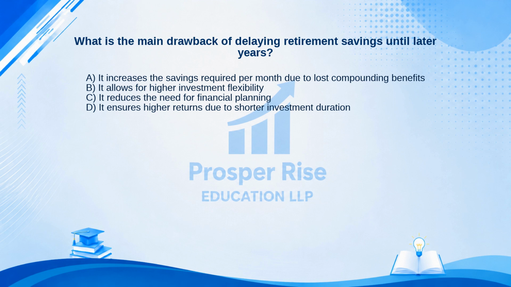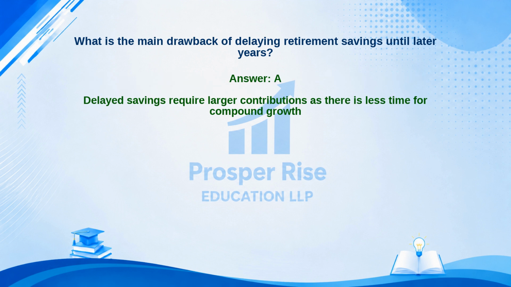Take a moment to pause the video and decide. The correct answer is Option A. Let's see why. Delayed savings require larger contributions, as there is less time for compound growth.